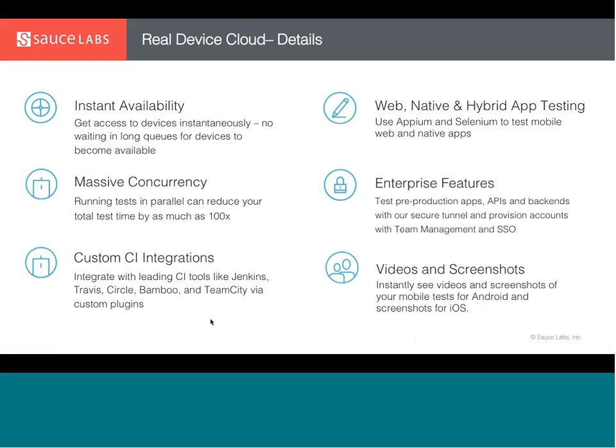You don't have to wait in order to get access to an iPhone 6, let's say, if you need to test that today. The other thing that provides is the ability to run massively in parallel. As many of you have probably seen with automated testing from the desktop side, it's very, very beneficial if you can spin up your tests and run them in parallel. It can reduce the time it takes to test by as much as 100.